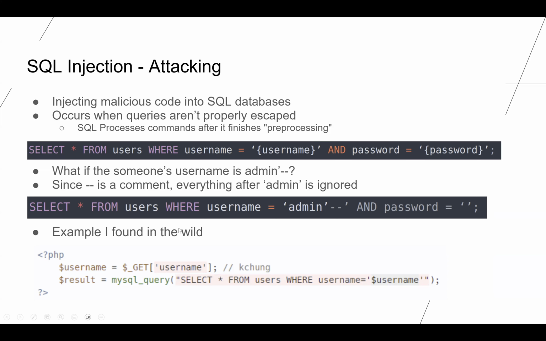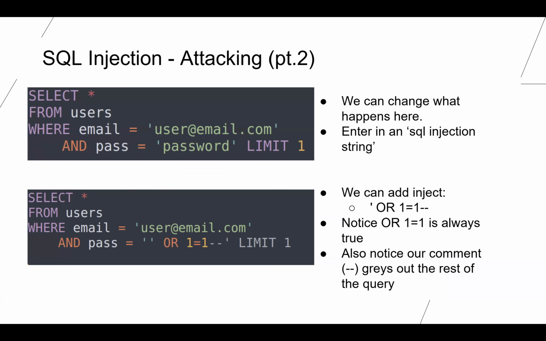Here's an example Adam found in the wild. I stole a slide from him. Like this, for instance, where it's selecting all from users where username equals the user's username. You can just use any user's username, comment out the rest of the line, and get into any user's account. And this can also happen in the password parameter, where you want to target a specific user. You put in the user's username, and then here you use the payload ' or 1=1 -- in the password field. Essentially this selects from users where the email equals the email you input, and the password equals blank, or the password equals 1=1, or 1=1 is true.